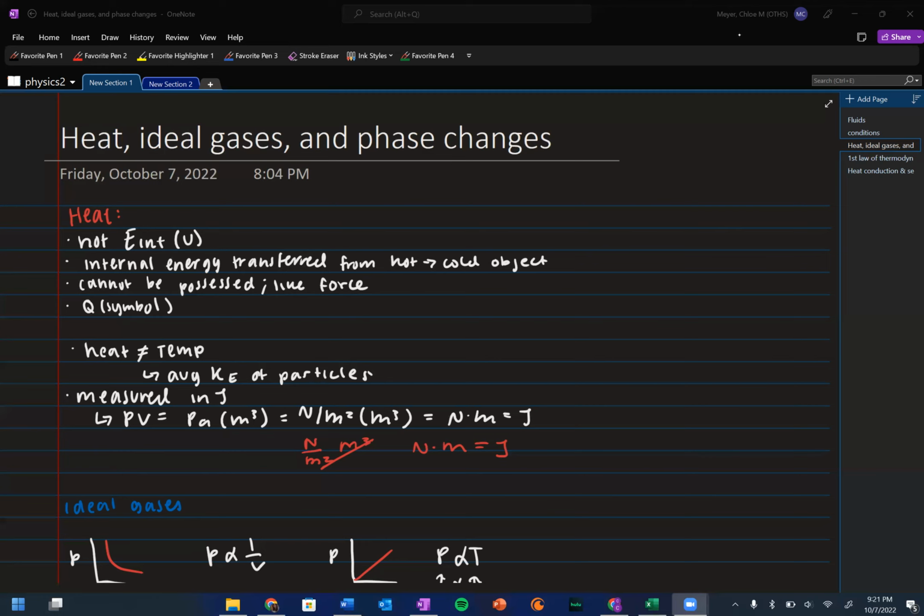And as well, internal energy is transferred from a hot to a cold object. That is the heating process. So its process cannot be possessed, just like force. And so Q is going to be the symbol for heat.